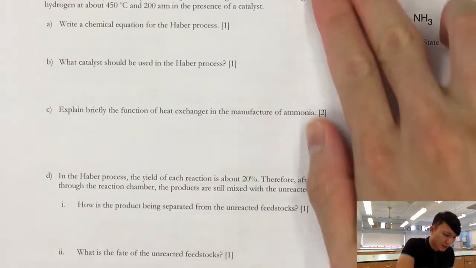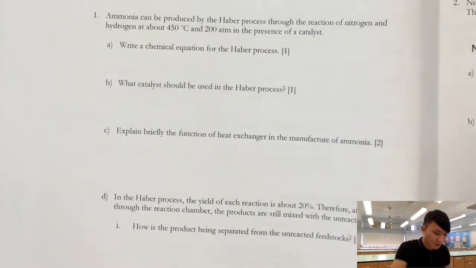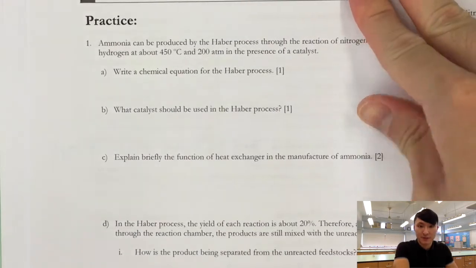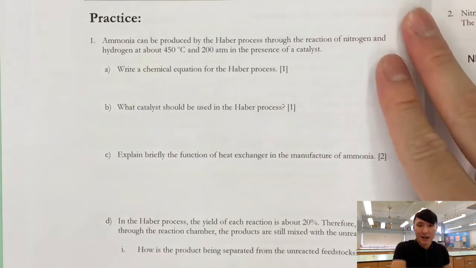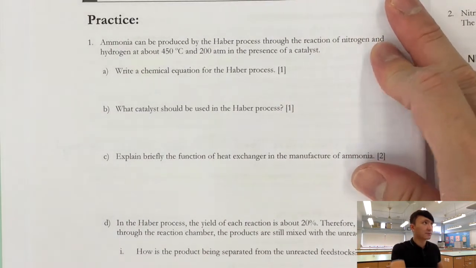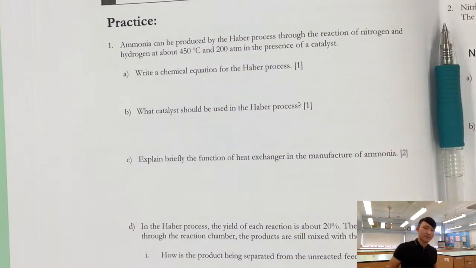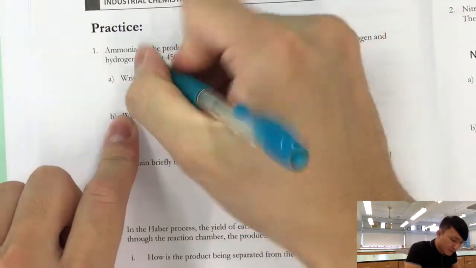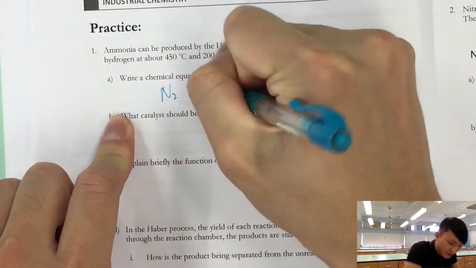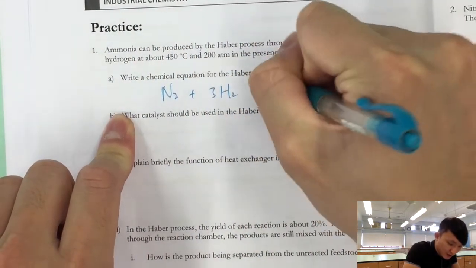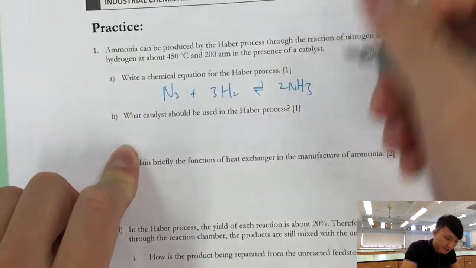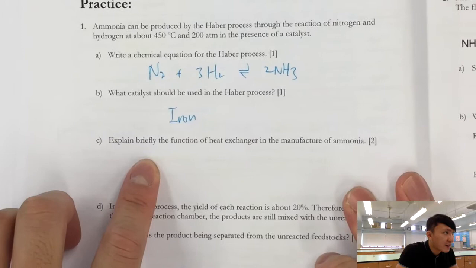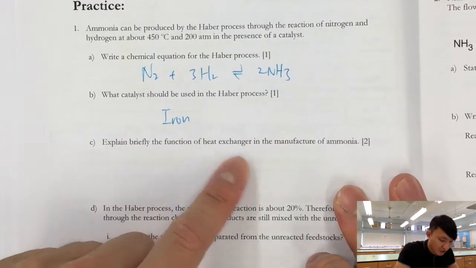Now we have some practice questions. Can you pause the video, attempt this question, and then resume the video and check the answers. Okay, let's have a look. Chemical reaction, Haber process: N2 plus H2, reversible sign, NH3. What catalyst? Iron. Briefly explain the function of the heat exchanger.